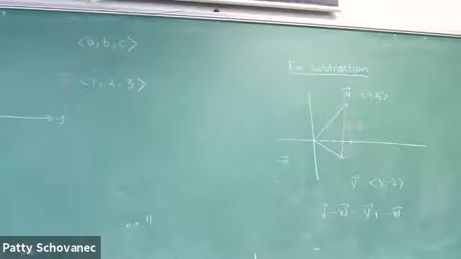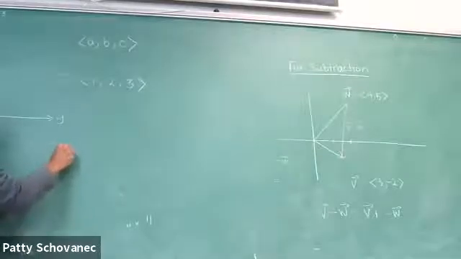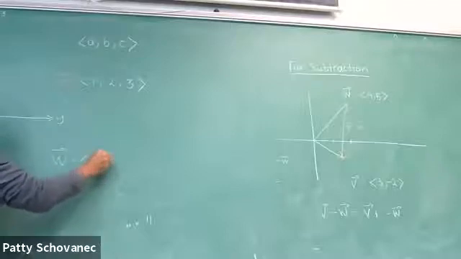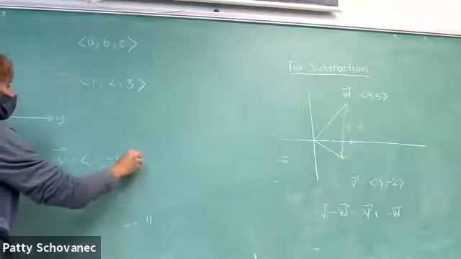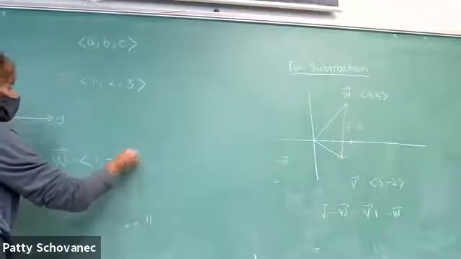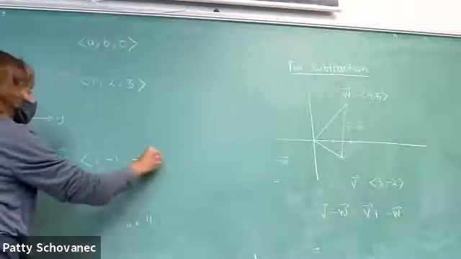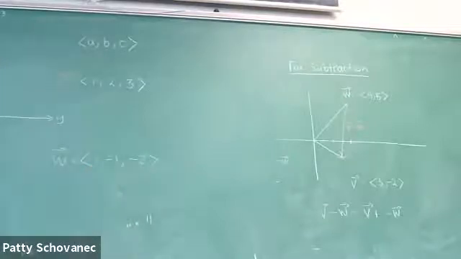Kind of poking out of the board out here. If I want to plot the vector W, that is 1, -1, I don't know, -2. So I come out 1, then I go back 1, and then I go down 2. And so this is still kind of poking out a little bit out of the board.